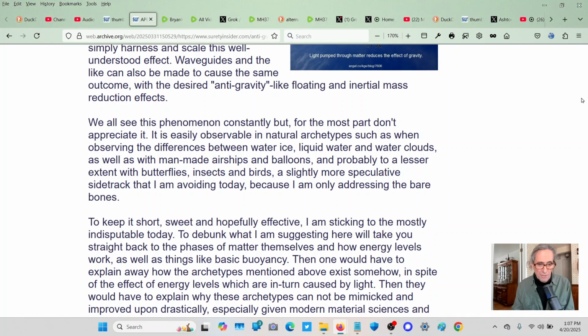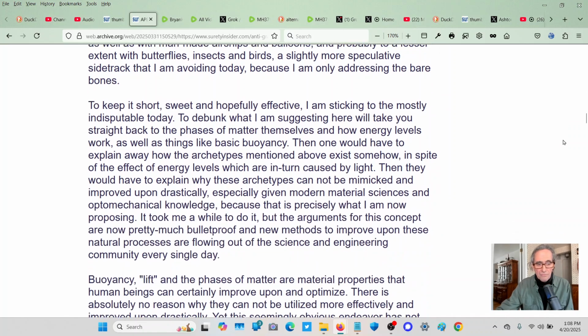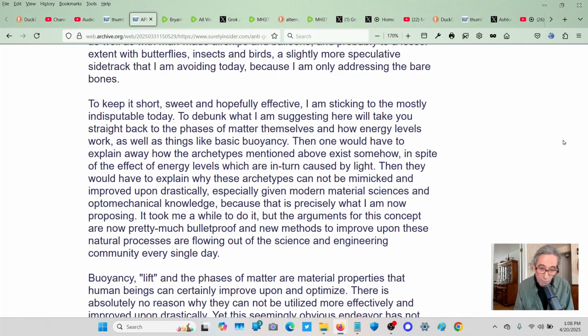We all see this phenomenon constantly, but for the most part, don't appreciate it. It is easily observable in natural archetypes, such as when observing the differences between water ice, liquid water, and water clouds, as well as with man-made airships and balloons, and probably to a lesser extent, with butterflies, insects, and birds, a slightly more speculative sidetrack that I am avoiding today, because I am only addressing the bare bones. To keep it short, sweet, and hopefully effective, I'm sticking to the mostly indisputable today.